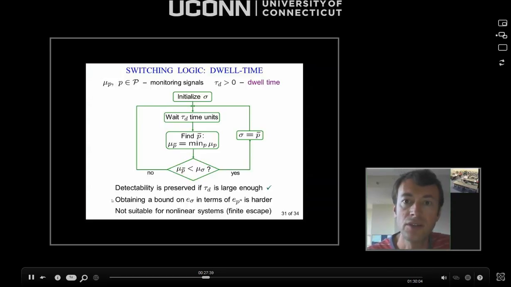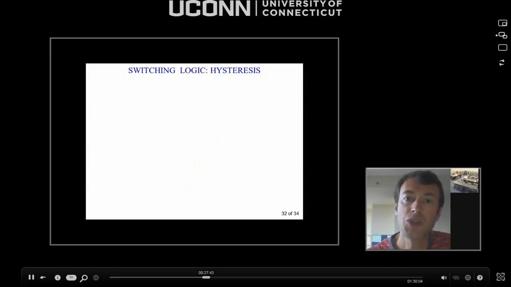So for this reason, one also uses a different idea, which is to slow down the switching not by means of a fixed dwell time, but by means of hysteresis. I'm quite sure that in some form you all have seen this idea. So let me describe what it means in the present context. We start with a family of monitoring signals, and we impose a hysteresis constant. So we choose a constant h bigger than 0.